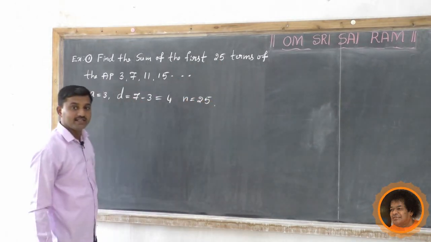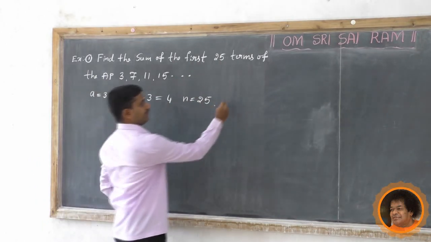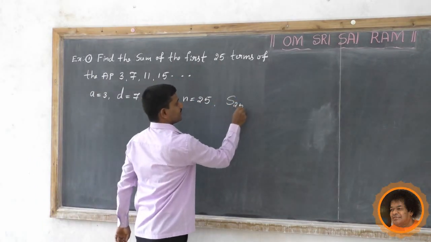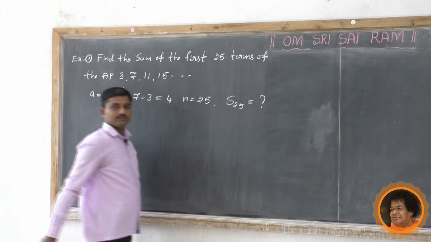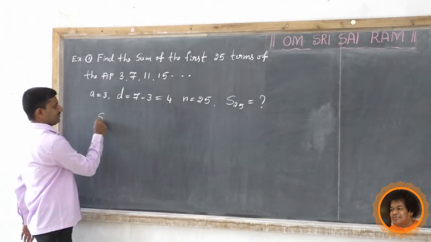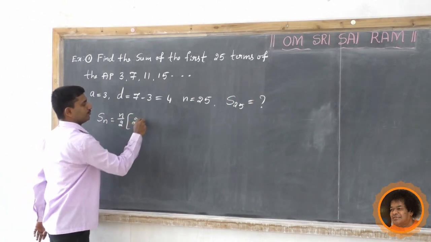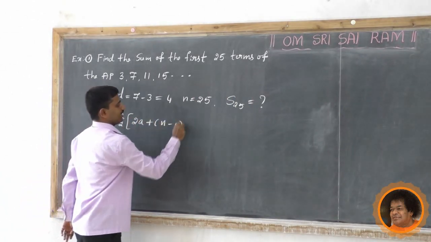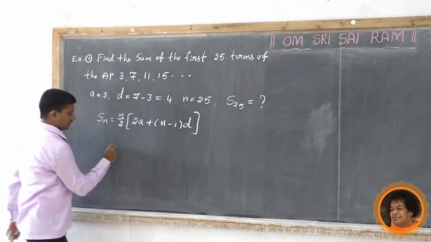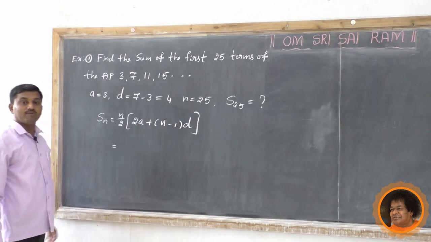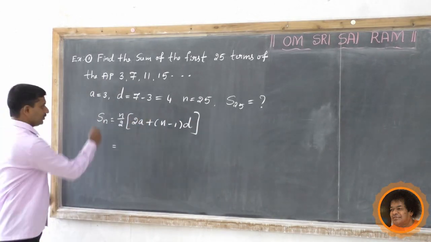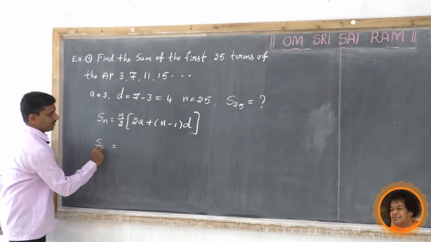So we have to find the sum of the first 25 terms, that is denoted as S25. So what is the formula? Sn is equal to n by 2 into 2a + (n - 1) into d. So this is the formula to find the sum of n terms of an arithmetic progression. So Sn, so that is S25.